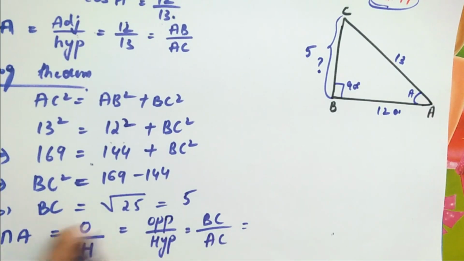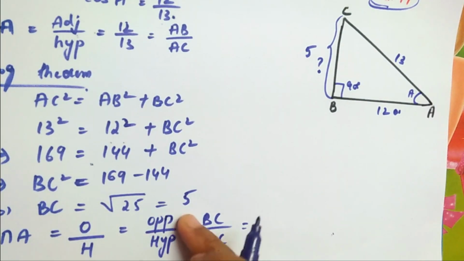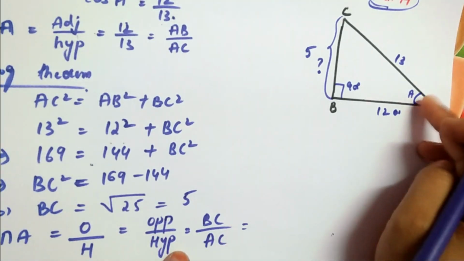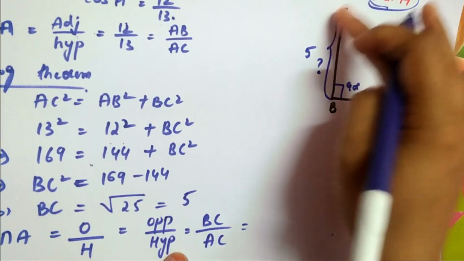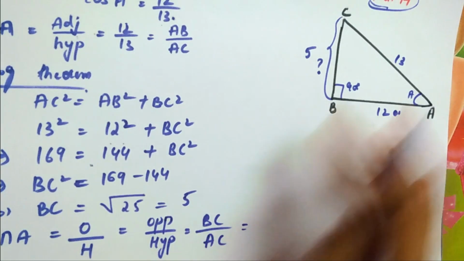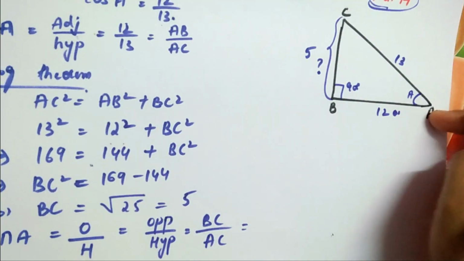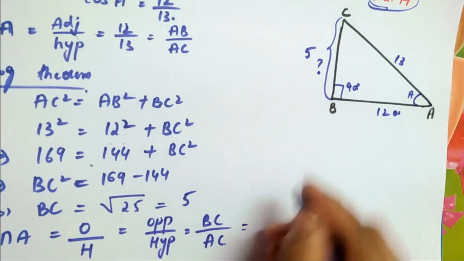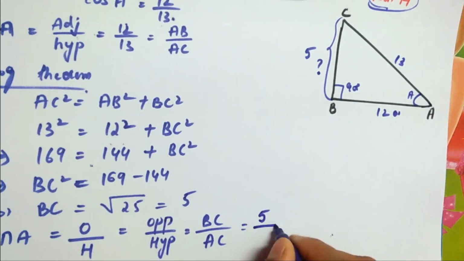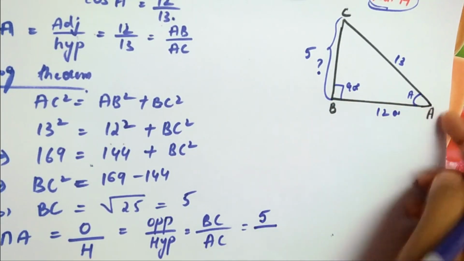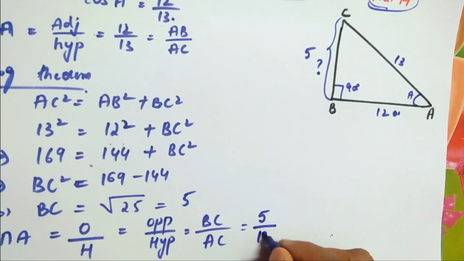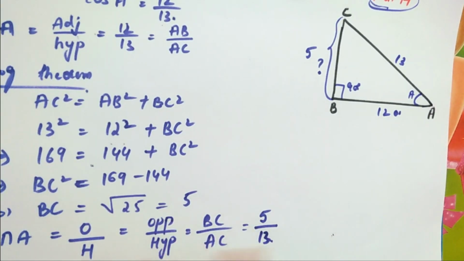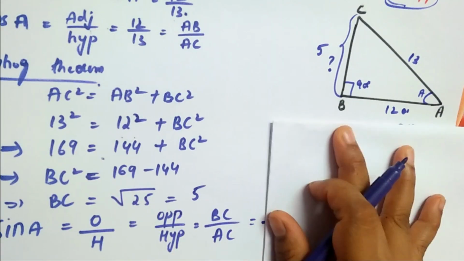Sine A is opposite by hypotenuse. What is opposite of A? It is BC. What is hypotenuse here? It is AC. What is BC? Just now we got the answer 5, divided by AC, which is 13. So we got sine A as 5 by 13.